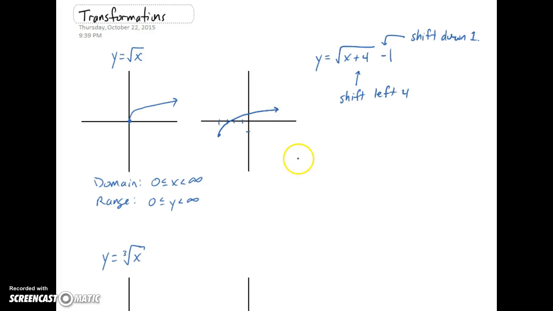And notice now the domain and range change. The domain on this one is from -4 to infinity, and the range is from -1 to infinity, because I moved that endpoint around a little bit.